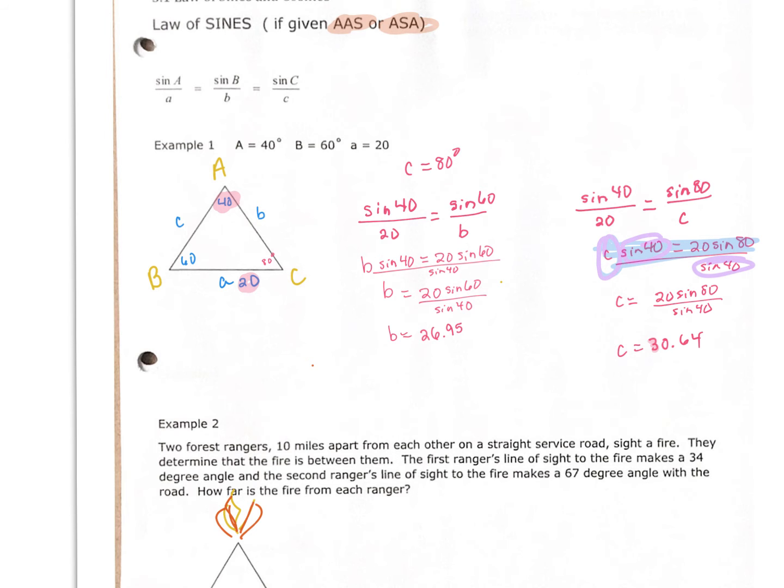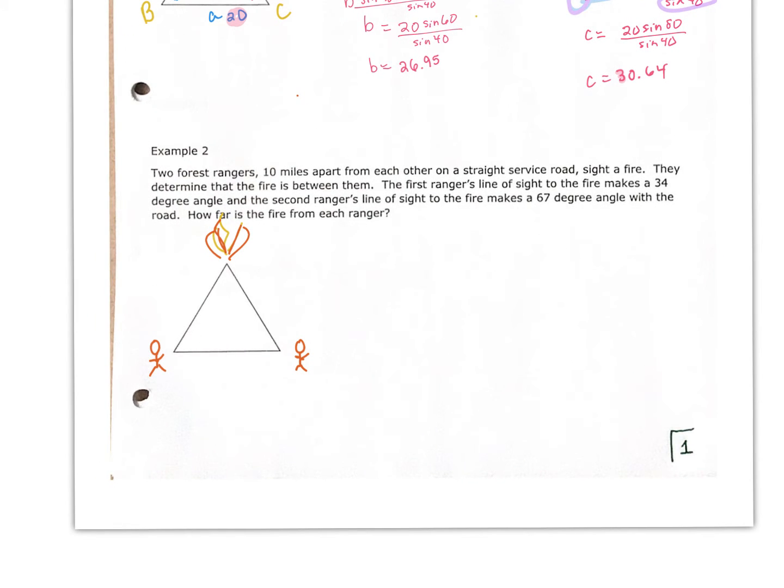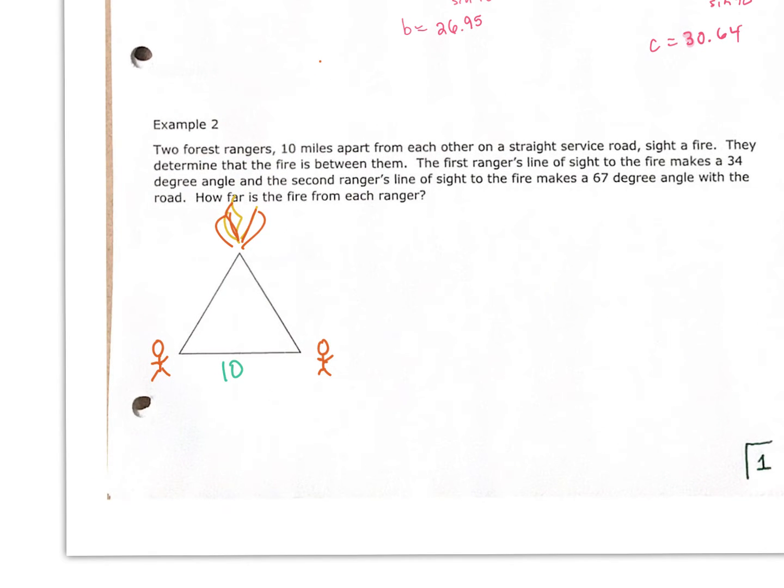Okay? All right, let's look at this other example. I kind of drew in the picture already. I hope you like my artistic abilities there. It's about as good as it gets. Two forest rangers 10 miles apart from each other on a straight service road sight a fire. They determine that the fire is between them. The first ranger's line of sight to the fire makes a 34-degree angle, and the second ranger's line of sight makes a 67-degree angle. How far is the fire from each ranger? So we are looking for this distance and that distance there.